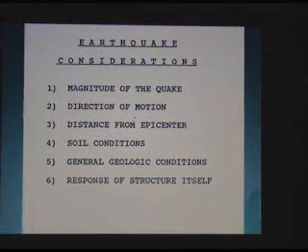Okay, so if we're looking at an earthquake, what should we be considering? Well, from the strict basis of the earthquake, you have to really know the magnitude, the direction of the motion, the distance from the epicenter, soil conditions, general geologic conditions, and the response of the structure itself. From our standpoint, this is really the biggest issue: what's the response of the structure itself? For vessels, the direction isn't as important because usually they're round, so it doesn't make as big a difference. But for horizontal vessels, it could make a difference.